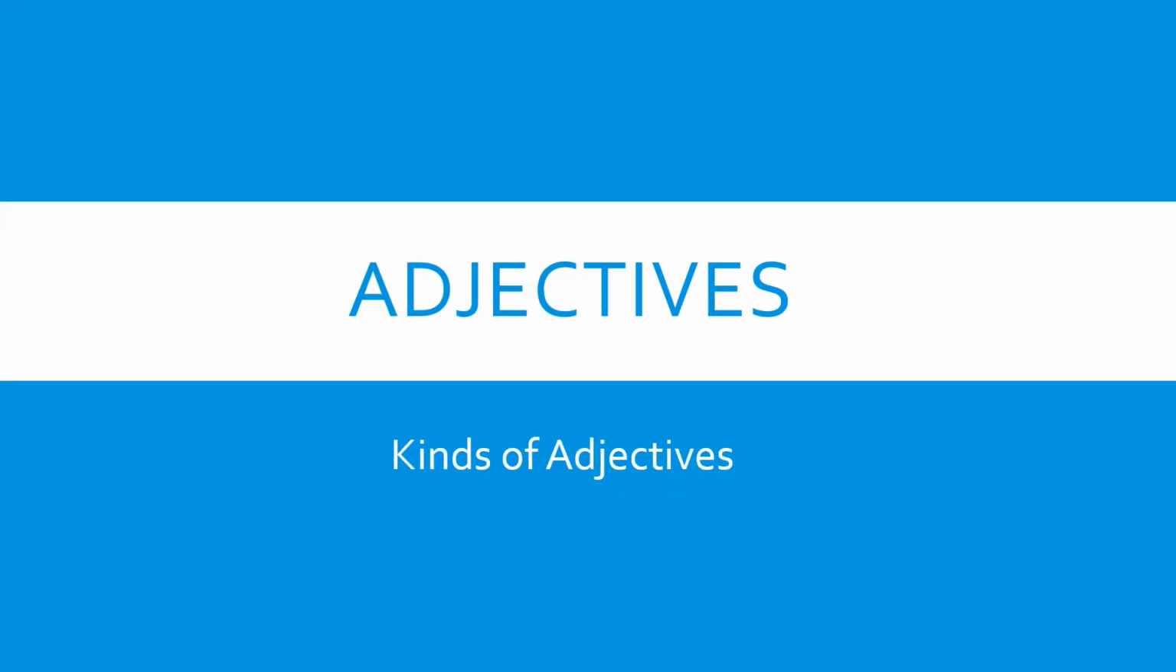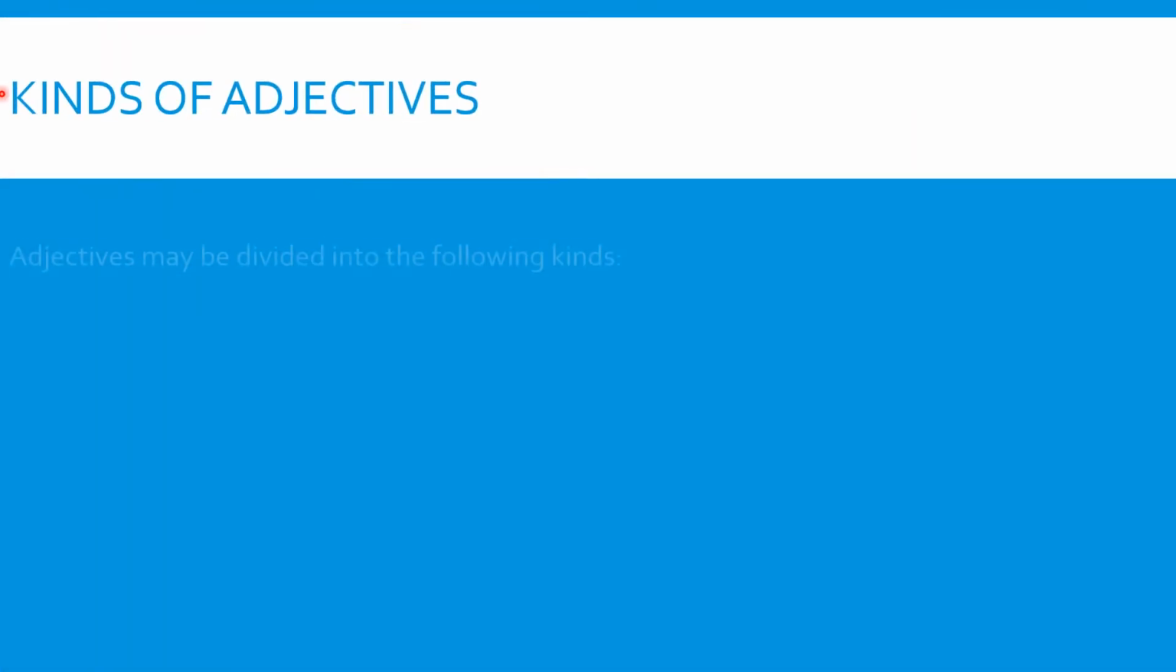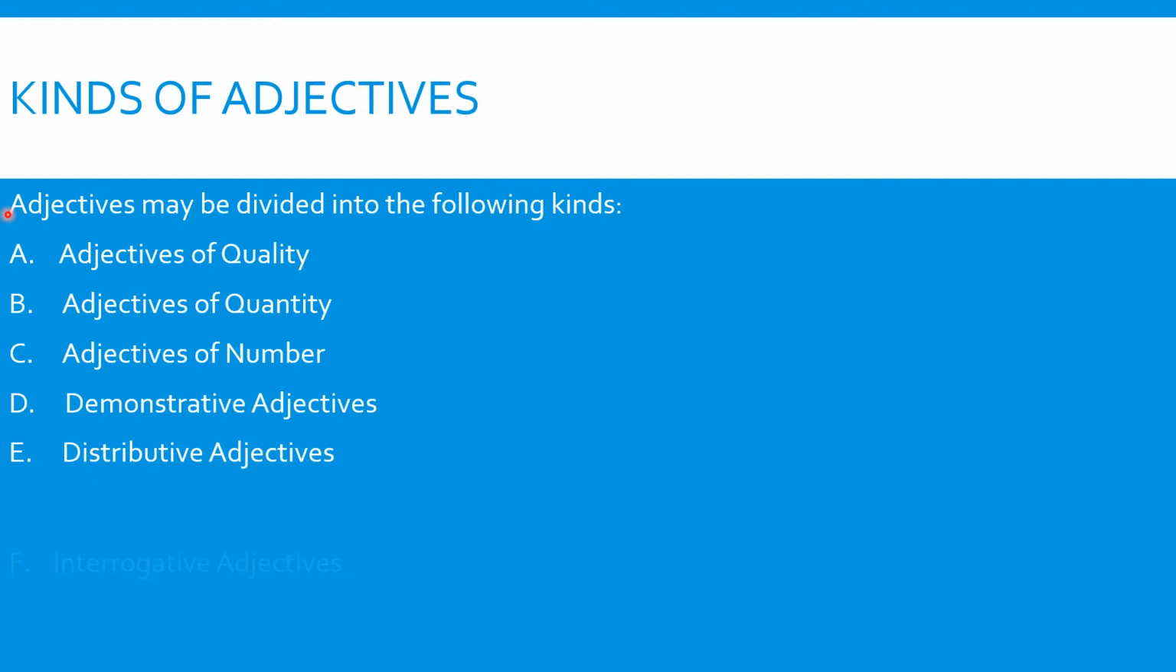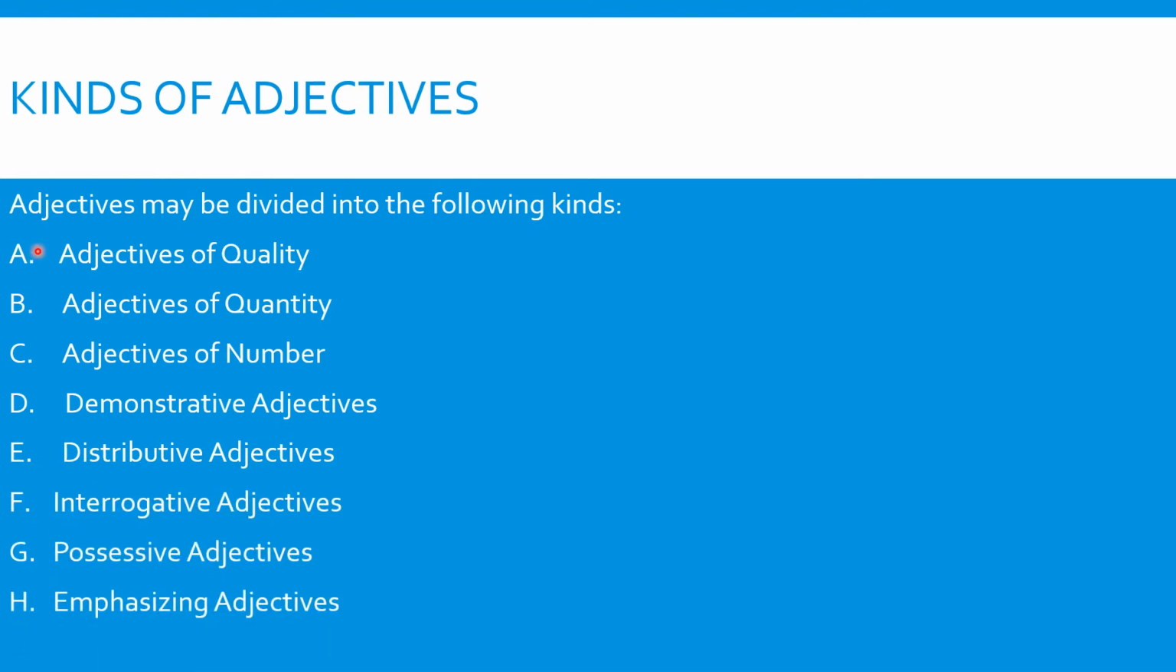Adjectives. Kinds of adjectives. Adjectives may be divided into the following kinds: adjectives of quality, adjectives of quantity, adjectives of number, demonstrative adjectives, distributive adjectives, interrogative adjectives, possessive adjectives, emphasizing adjectives, and exclamatory adjectives. So there are 9 kinds of adjectives.